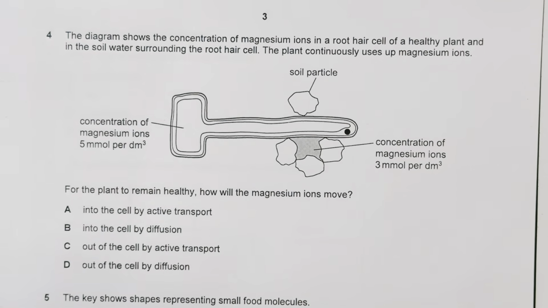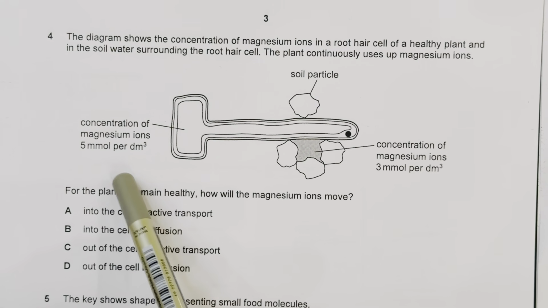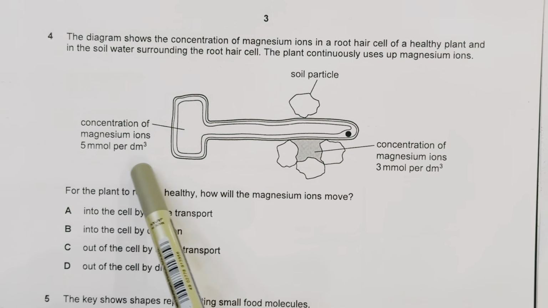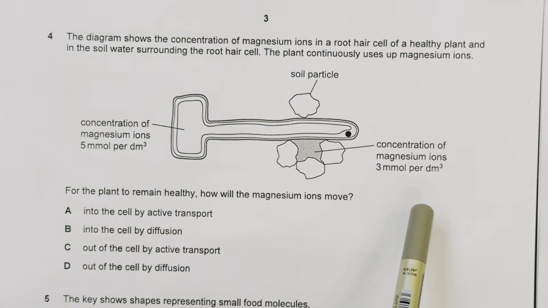Moving to question number 4. The diagram shows the concentration of magnesium ions in a root hair cell of a healthy plant and in the soil water surrounding the root hair cell. The plant continually uses up the magnesium ions. The concentration of magnesium in the soil is 5 mmol per dm cubed, and here the concentration is 3 mmol per dm cubed.